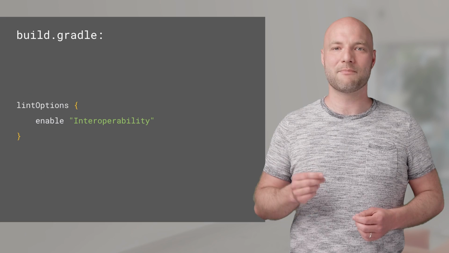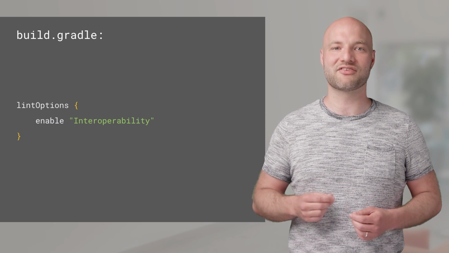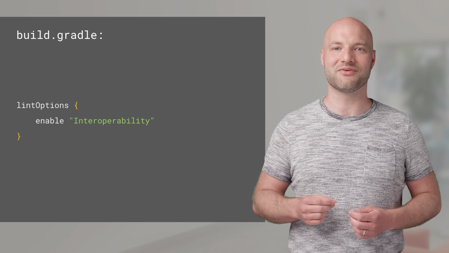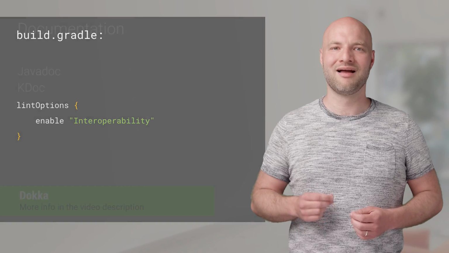To help support interop, we've added tooling to Android Studio 3.2, introducing lint checks that will warn you for all interop issues. To use them, enable the interoperability group in Gradle. Another tool for Kotlin is Dokka. If you're generating documentation with the Javadoc tool, you can migrate to using Dokka. Dokka will generate your documentation, and it supports both languages.